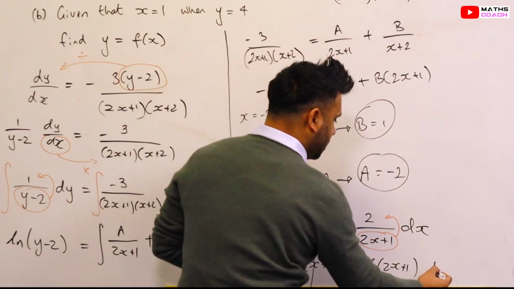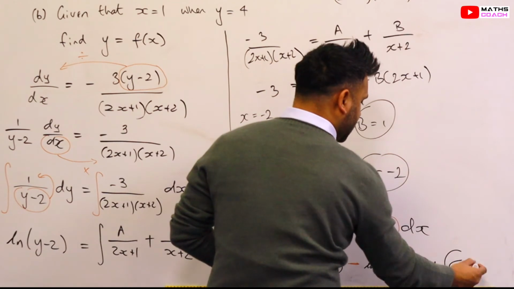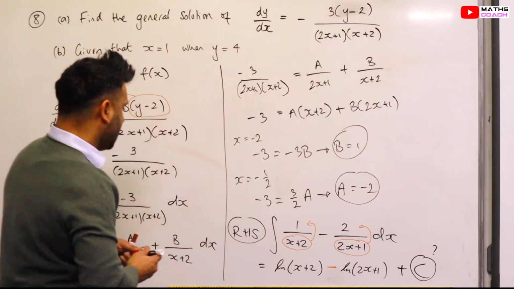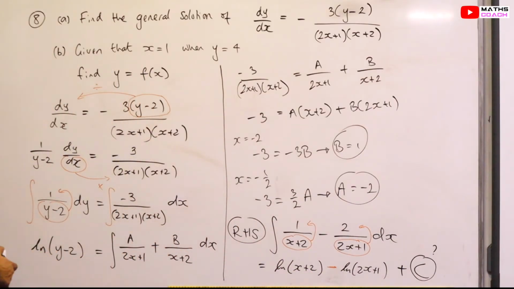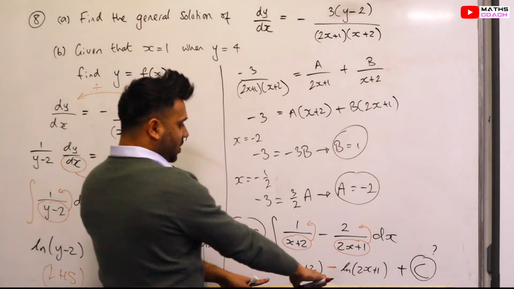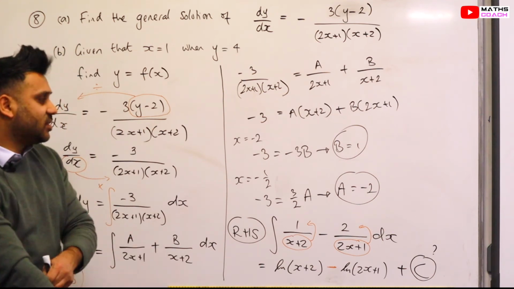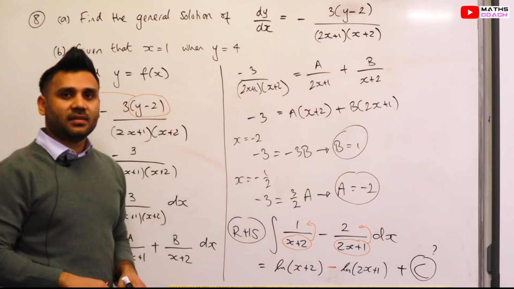Plus a constant. Okay, so plus a constant. I'm going to put a question mark there. Now, if you go back, the left-hand side is an ln term. The right-hand side, both of these terms are ln terms. What's the trick here? If all the terms are ln terms, how can we write the plus c as?